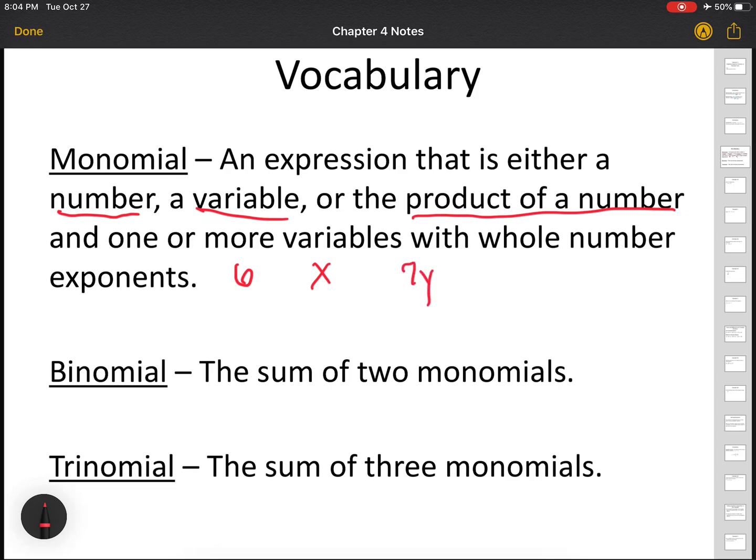That is a monomial. A binomial, on the other hand, think bicycle, like 2. That means the sum of two monomials. So it could be like 8 plus z. That is a binomial. And then a trinomial, think tricycle with 3 wheels. That's the sum of 3 monomials. And notice it's sum. So that could look like x squared minus 4x plus 9. That is a trinomial.